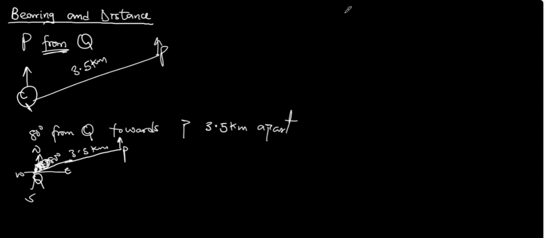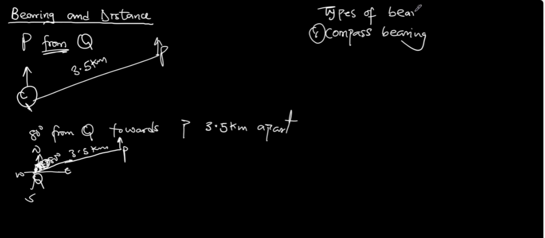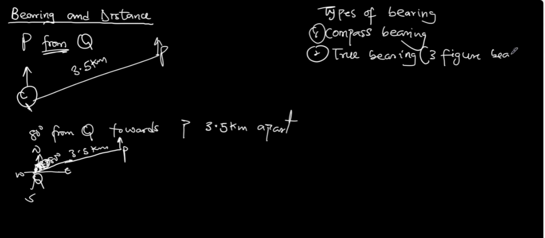In today's class, we'll be looking at two types of bearing. However, the focus for today's class will be the compass bearing. So, types of bearing. Number one, the compass bearing, and number two, true bearing, which is also known as three-figure bearing. In our next class, we'll look at true bearing, but for today, we'll look at compass bearing.